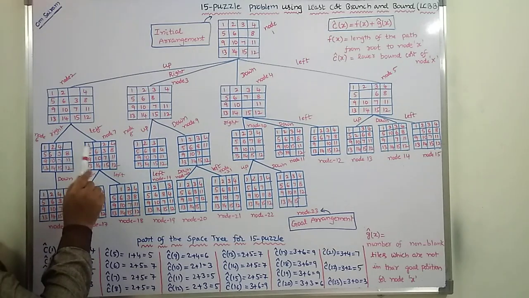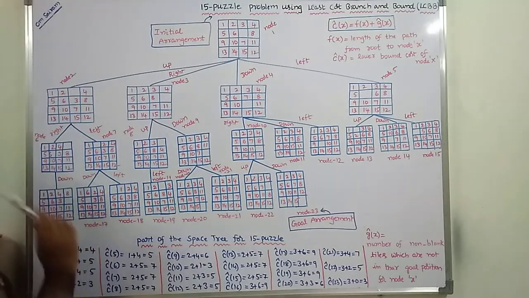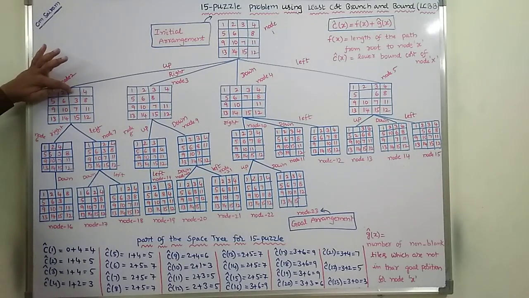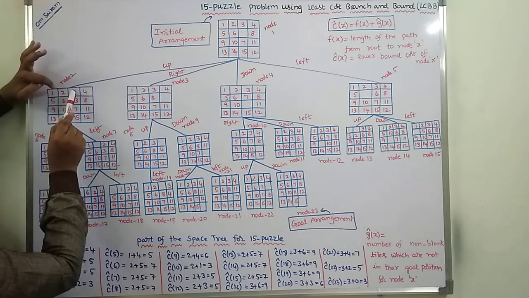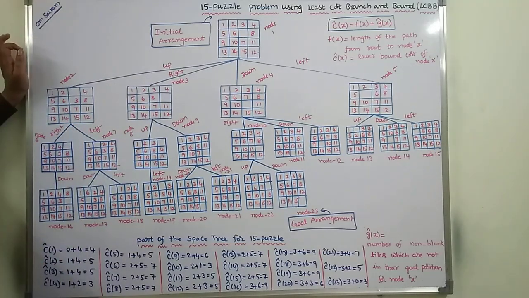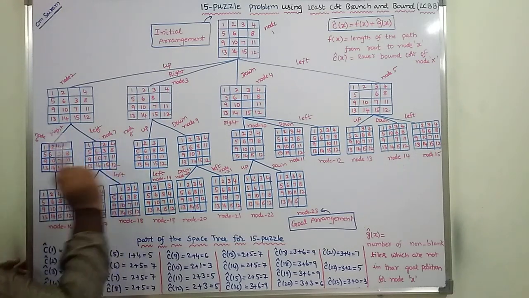Okay, next one. The empty tile can be moved to the left direction. The tile 2 can be moved to this position. Empty tile can be moved to this position. So this is the outcome. This is node 7.